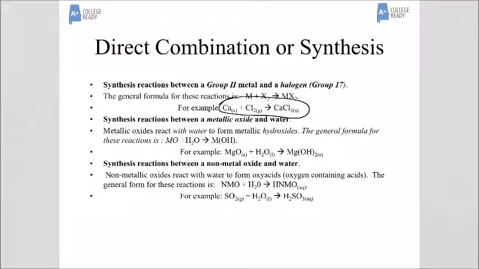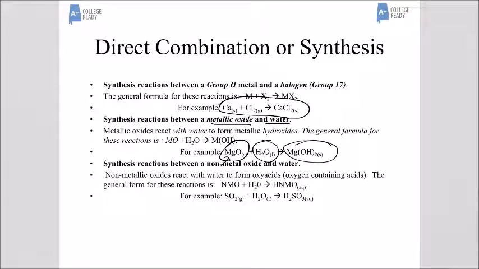This one's a little tricky. You can react a metallic oxide, like magnesium oxide, plus water, and that yields a metallic hydroxide or a base. Well, the only metal involved in the problem is magnesium, so it has to be magnesium hydroxide, like so.